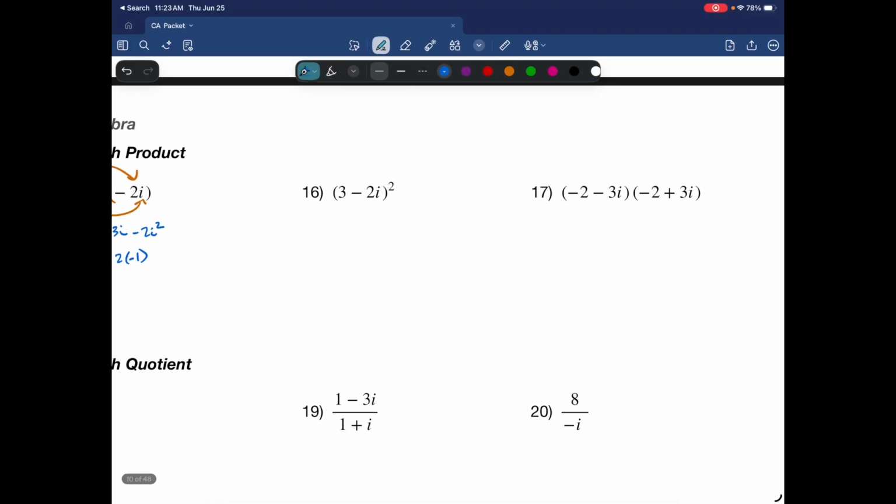All right, anytime you see a binomial squared like this, go ahead and write it twice, and then do what you just did. 3 minus 2i. All right, so 3 times 3 is 9. 3 times negative 2i is negative 6i. Negative 6i, and then plus 4i squared. All right, so you got 9, that's going to be minus 12i plus 4 times negative 1. So 9 minus 4 is 5, so 5 minus 12i is your answer.